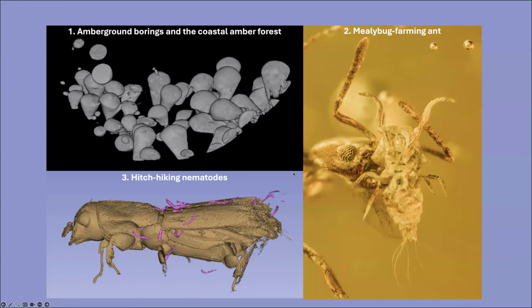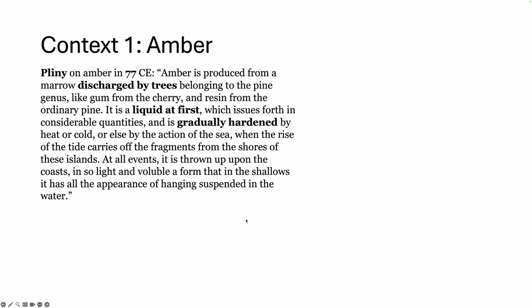So here are those three stories. So amber ground borings in the coastal amber forests, and this is a rendered microtomography image that we'll be looking at in a bit more detail. And this is our mealybug in the jaws. You can see her mandibles there of a female gine with these pretty spectacular antennae that escape here. And then the final story will be about some hitchhiking, or phoretic as it's known, nematodes shown in pink there.